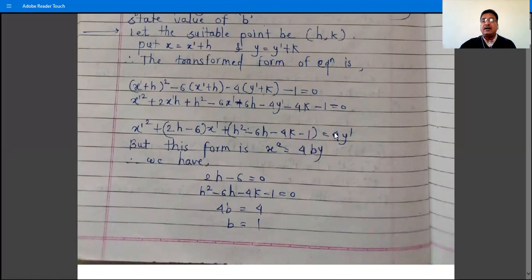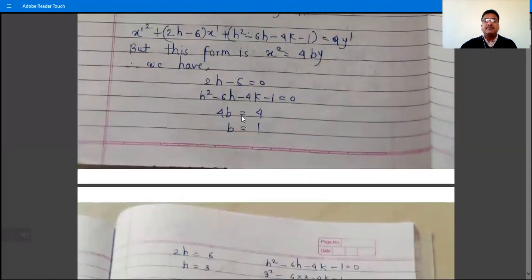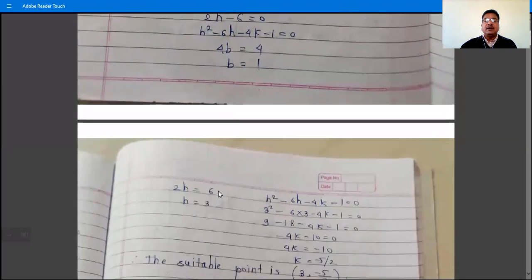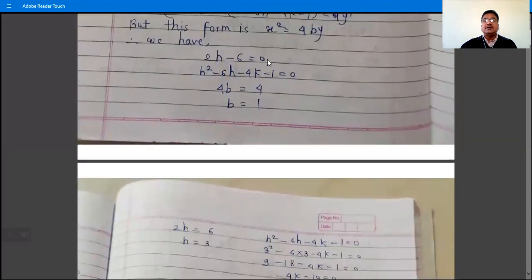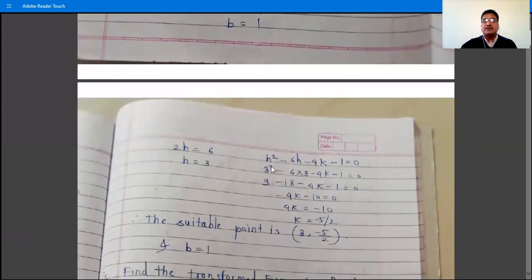And if we compare the RHS, then what do we have? 4b is equal to 4, and 4b is equal to 4 means b is equal to 1. If we substitute b is equal to 1 in the first equation, we have 2h minus 6 equal to 0, so h is equal to 3. And if we substitute this h in the second equation, that is h square minus 6h minus 4k minus 1 is equal to 0, substituting h as 3, we get k is minus 5 by 2.